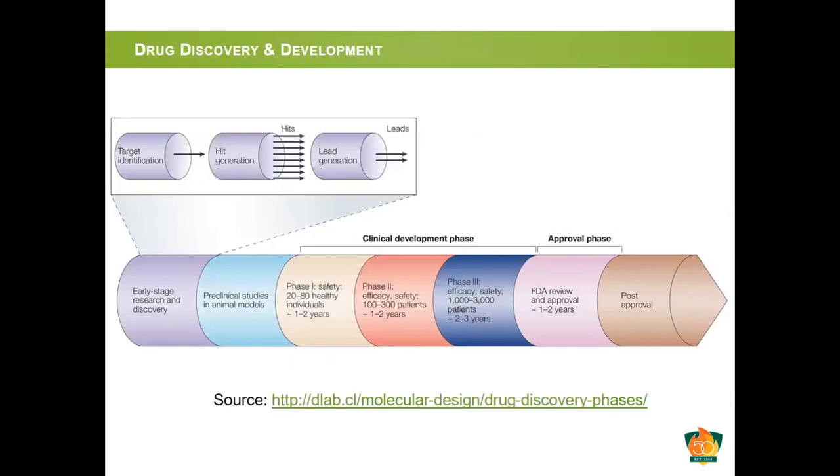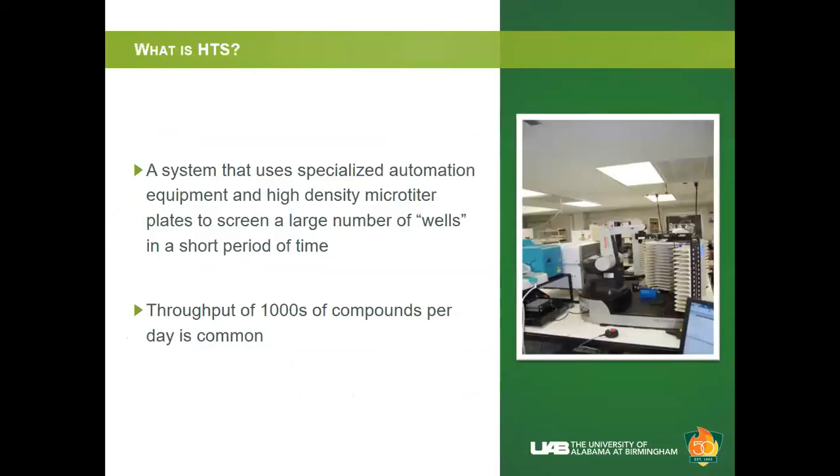Well, the way that we locally do most of that is using high throughput screening. So, here's the definition of it. It's a system that uses specialized automation equipment, so robots, and high-density microtiter plates, and I'll show you a picture in a minute, to screen a large number of wells in a short period of time. When you set this system up, the robot can screen about a couple of thousand molecules per day. So you need to have a big library of lots of different types of molecules. You need to have the robots in place and all that kind of good stuff.